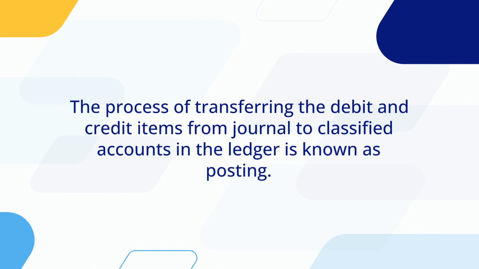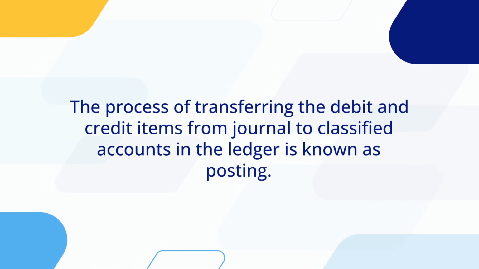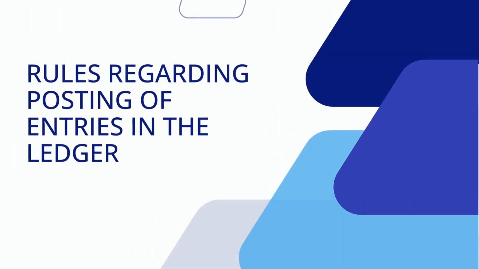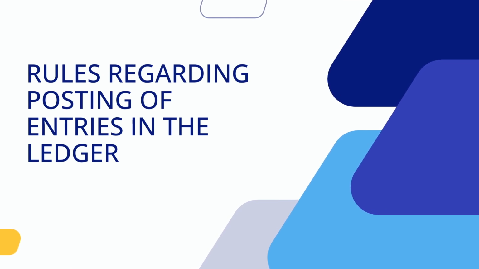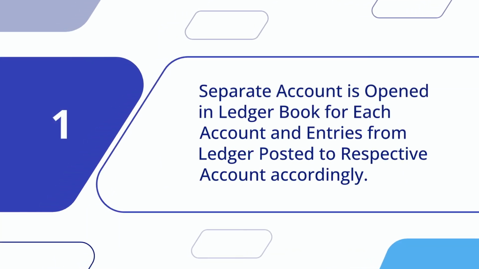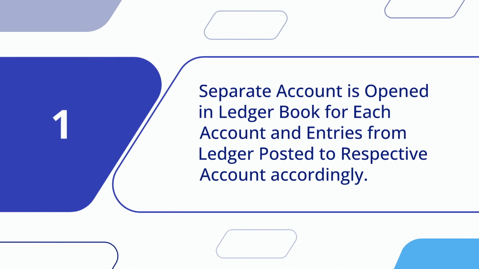Now let's learn about posting. The process of transferring the debit and credit items from journal to classified accounts in the ledger is known as posting. The rules regarding the posting of entries in the ledger are: a separate account is opened in the ledger book for each account and entries from journal are posted to the respective account accordingly.